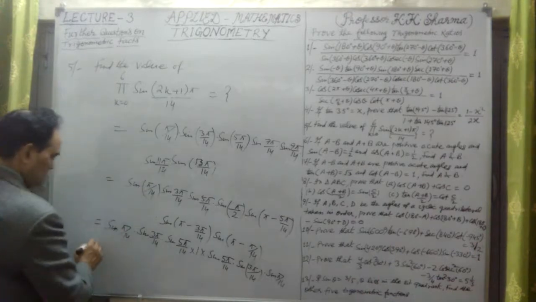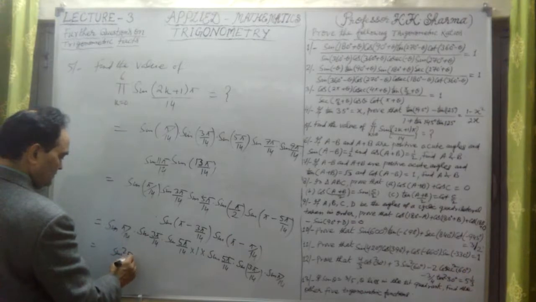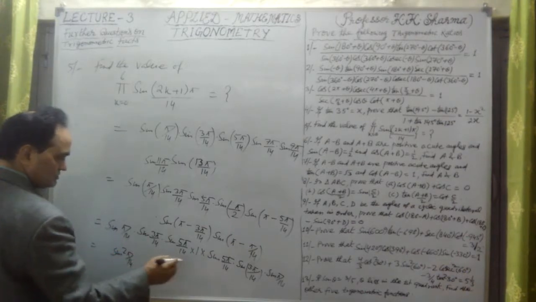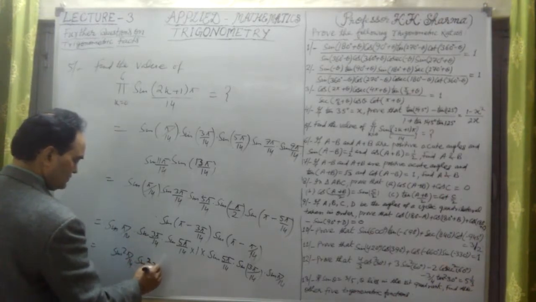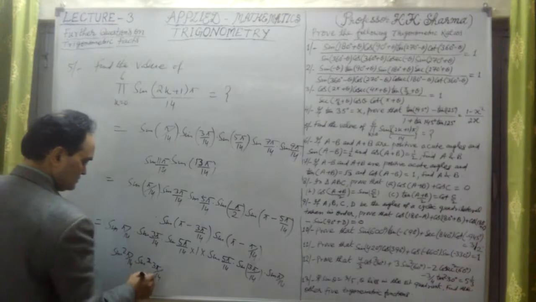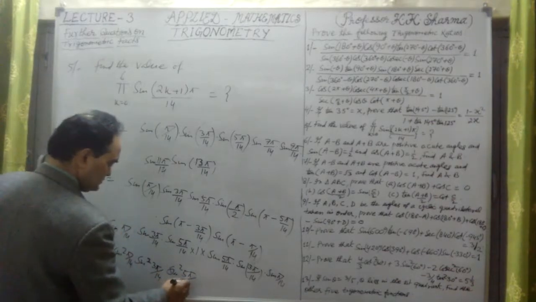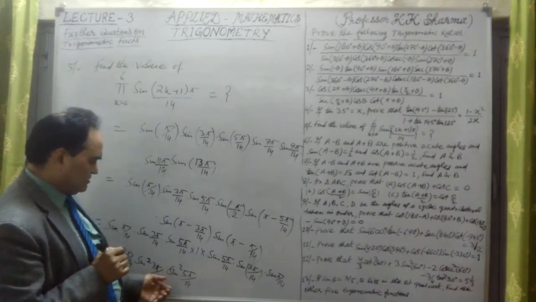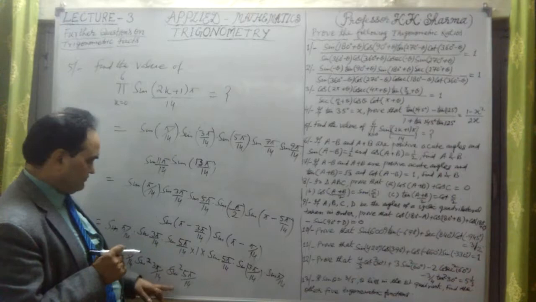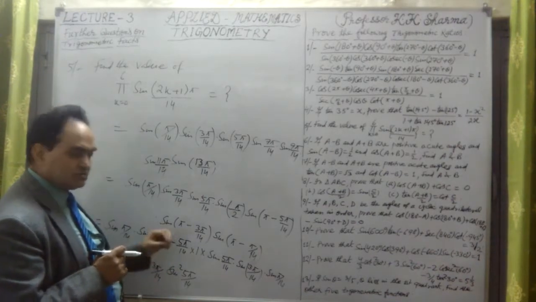What do we obtain? It is the square of all these. It is sine square pi by 14, same thing is repeated, sine square 3 pi by 14, and sine square 5 pi by 14. If you deal with the values here, pi is 180 degrees, but that will be in decimal values.